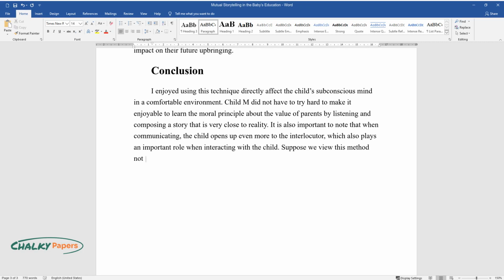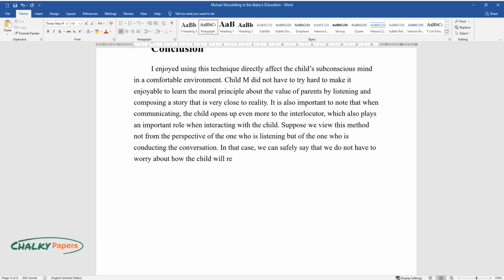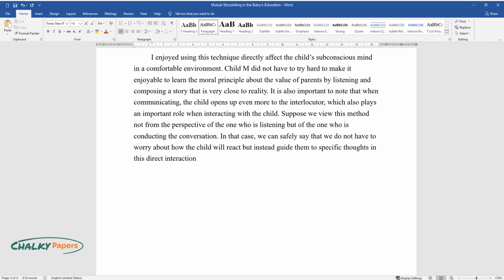Suppose we view this method not from the perspective of the one who is listening but of the one who is conducting the conversation. In that case, we can safely say that we do not have to worry about how the child will react but instead guide them to specific thoughts in this direct interaction with the child.